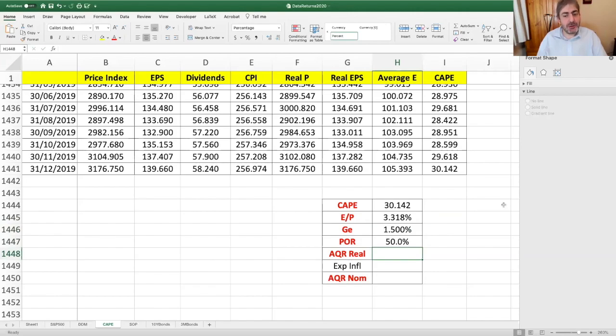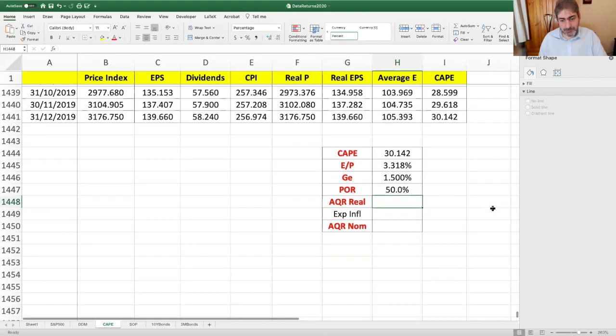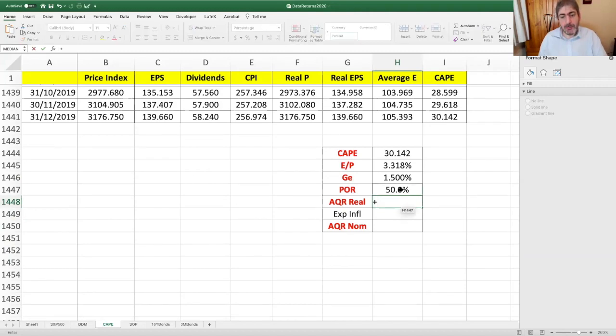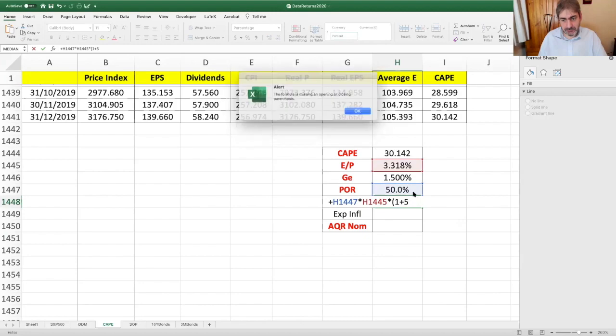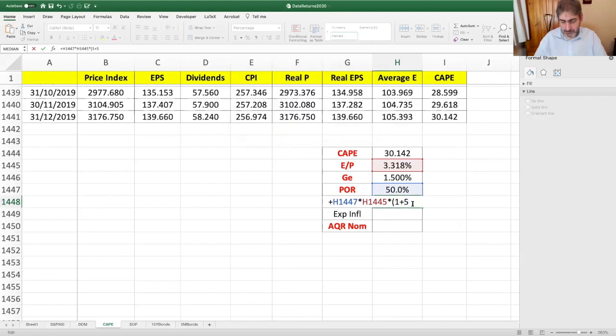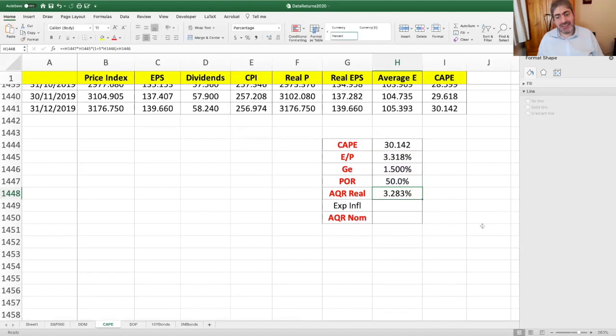So, what is the AQR methodology? Well, it's very simple. It's just payout ratio times earning to price times 1 plus 5 times G, plus G. That's your AQR, okay? So the formula looks weird, but is exactly what they have.